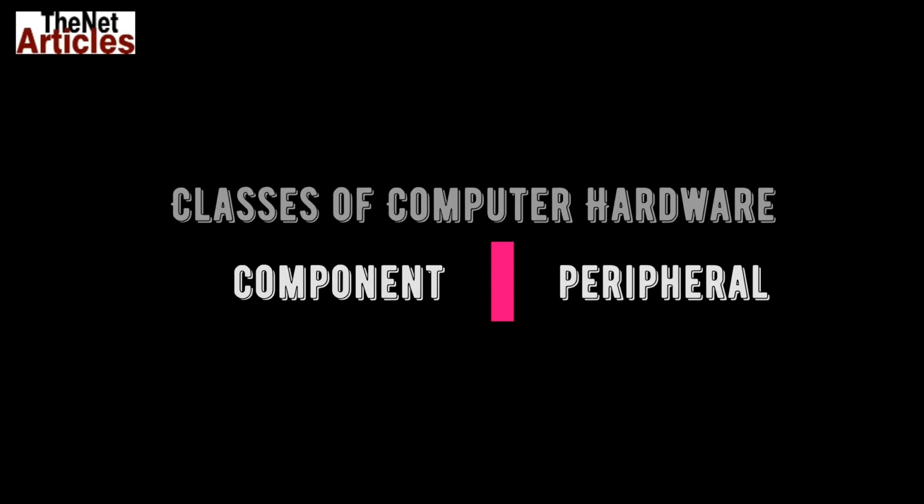Classes of computer hardware. There are two classes of computer hardware: component hardware and peripheral hardware. Component hardware are the internal hardware devices that make up the computer and ensure its functionality, while peripheral hardware are the external hardware devices that are not essential to a computer's functions.